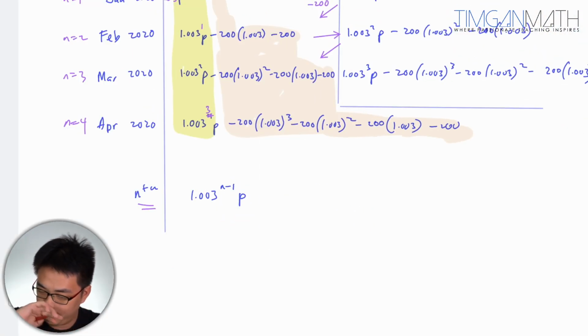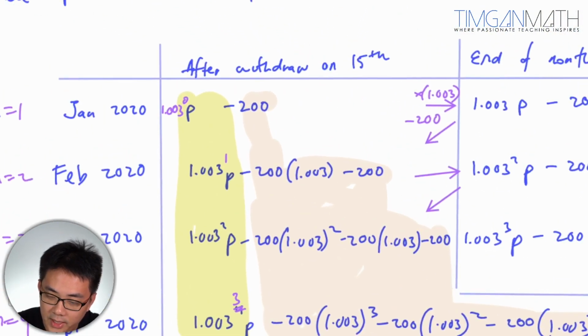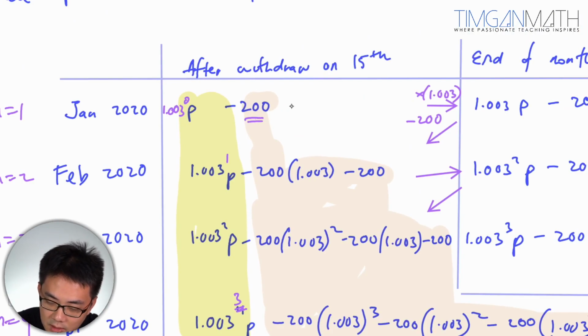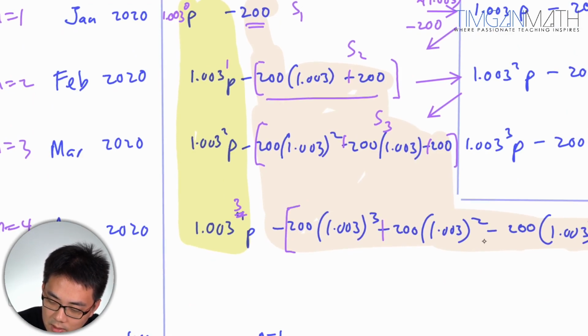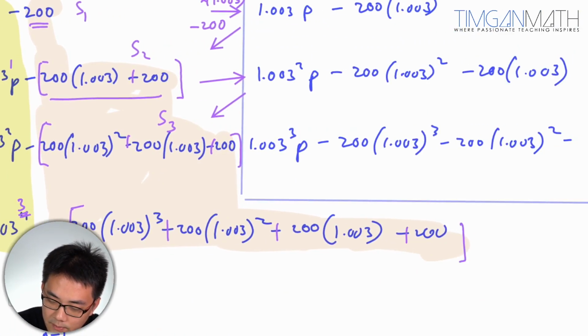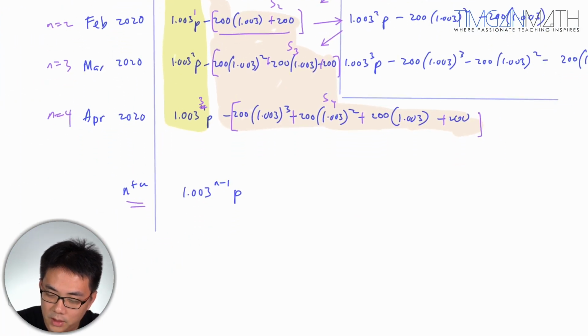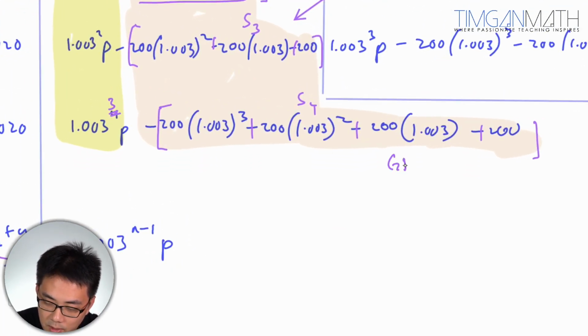Okay. Then if you look at this case here, this is actually S1. This is actually S2, sum. I'm just going to factorize the minus out. So this is S2. This is S3. Then this is S what? S4, right? Great. So all these are actually GP. First term is 200. r is 1.003. Okay.